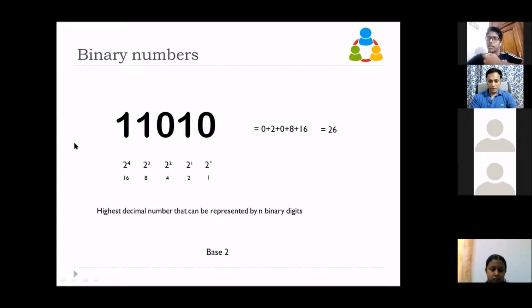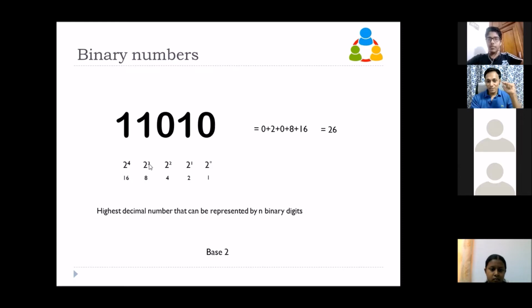Okay. So if it is 4 digits, 2 raised to 4 is 16, right? You can represent only 15. 2 raised to n minus 1. That is brilliant. Do you all get this?